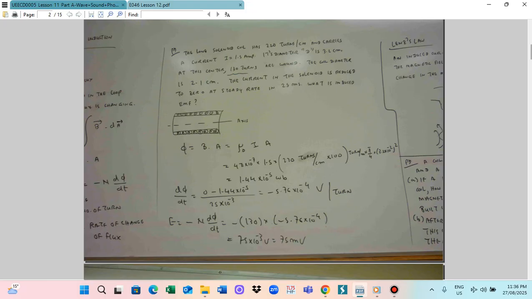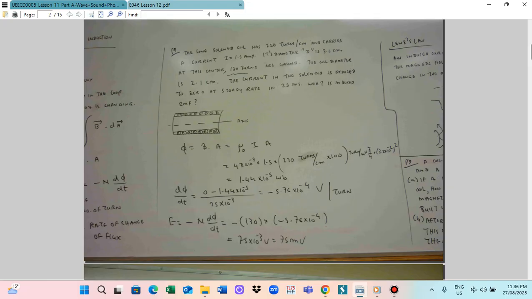Firstly, we have to calculate the flux phi. Flux phi is the flux density multiplied by the area. The flux density B can be calculated as mu 0 n I, multiplied by the area A. Here mu 0 is 4 pi into 10 power minus 7.